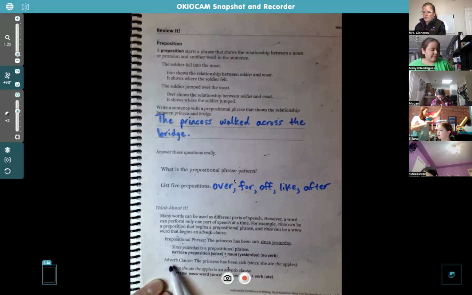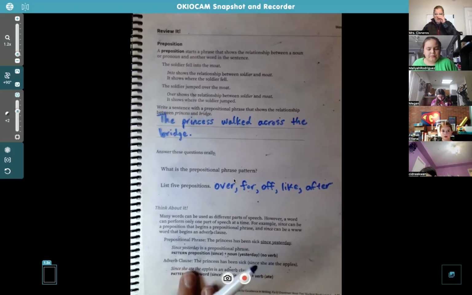And then if you keep going, there's an adverb clause example here. And that one says the princess has been sick since she ate the apples. Since she ate the apples is the adverb clause. And the pattern is the WWW word since plus a subject, she, and plus a verb, ate. So that's the difference between the two.